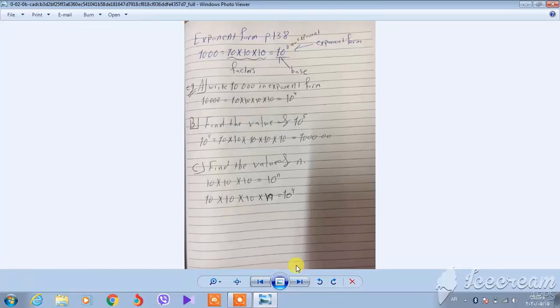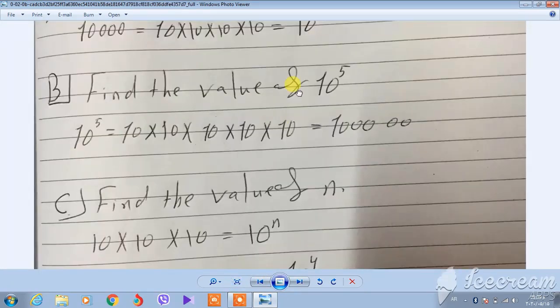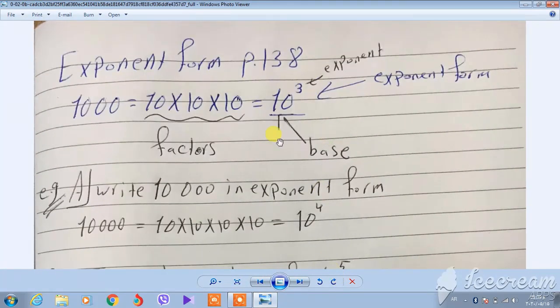Are you okay? In this video we are coming back to review two lessons, exponent form and evaluating power, student, because we have more time, so we review two lessons in this video. Exponent form, how can we review exponent form? What do we mean by that?